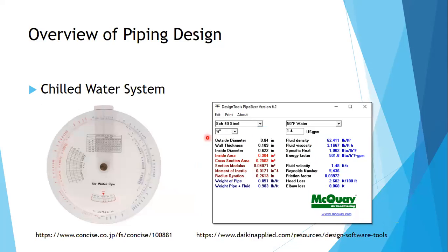To determine the appropriate size, we use a slide rule or we use software or an app. Okay, this is the software that I usually use. This is what I personally use to size up my piping. This is the digital one, and this is my slide rule. Below I post the link where you can get these things. But personally, I use these two things.